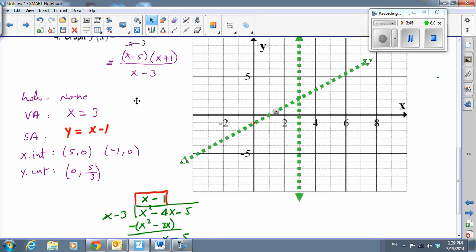Now that I have my slant asymptote and my vertical asymptote, I will graph also my x-intercepts and y-intercept. X-intercepts are at (5, 0), meaning here, and at (-1, 0), meaning here. The next one, my y-intercept, is at (0, 5/3). 5/3 is somewhere, if I divide 5 by 3, it's about somewhere here. So let's go ahead and graph it.